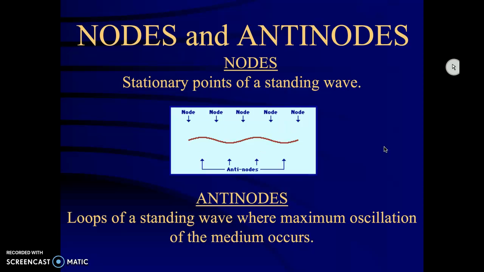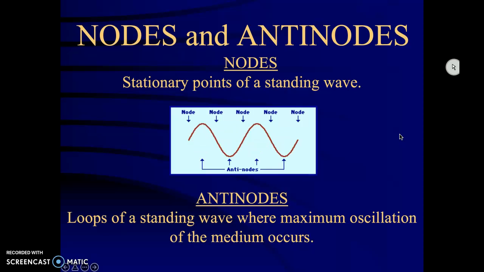So the stationary points of a standing wave are called the nodes, and then the loops of the standing wave where there is maximum oscillation are called the antinodes. And this is what we call a standing wave.